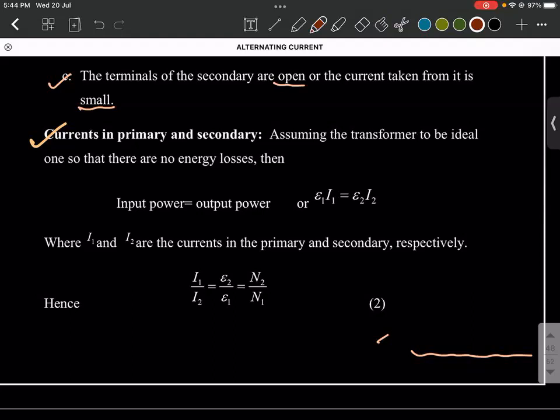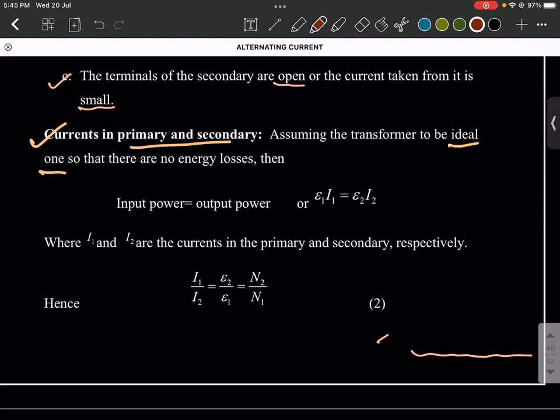So currents in primary and secondary, there is an assumption. The assumption is it is an ideal transformer. When you say a transformer is ideal, it is 100% efficient. Ideal basically means something which is 100% perfect, which is not possible at this point. So that's called an ideal scenario. When the transformer is an ideal one, the first thing you can assume is energy loss is zero. Means there is no energy loss at all. When there is no energy loss, I can say there is no power loss also.